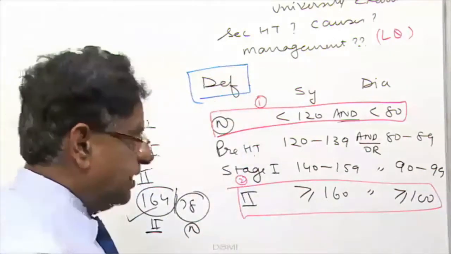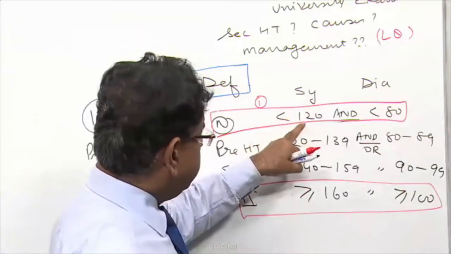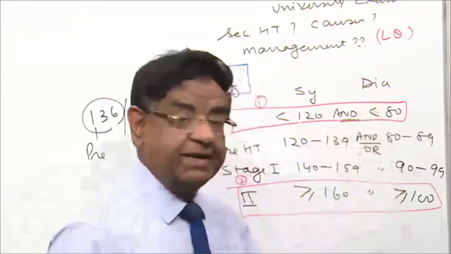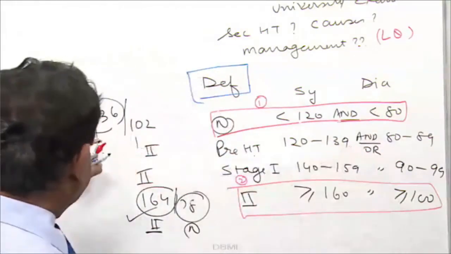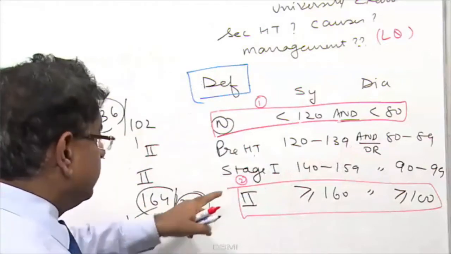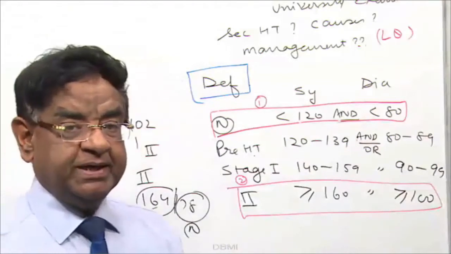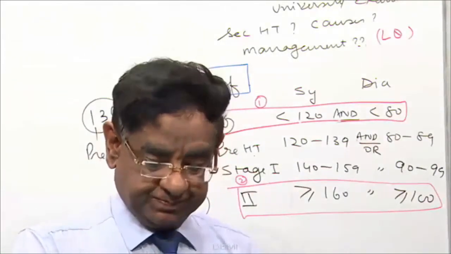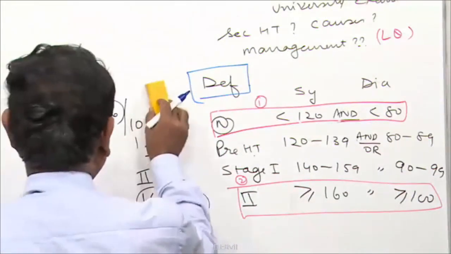I hope things are clear to you. And remember, to have a normal BP, it should be below 120 and below 80. Here we have used and or, but to have a normal BP, it should be below 120 and below 80. Now we move on to the next point.